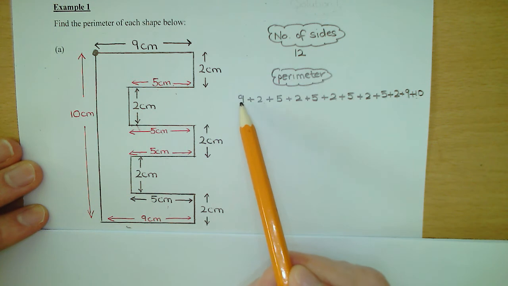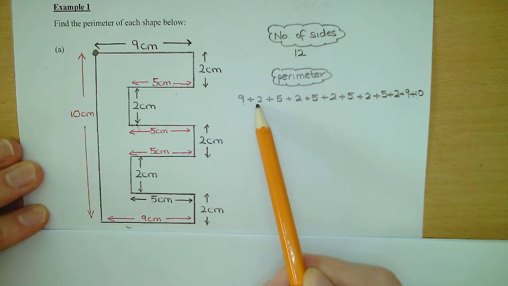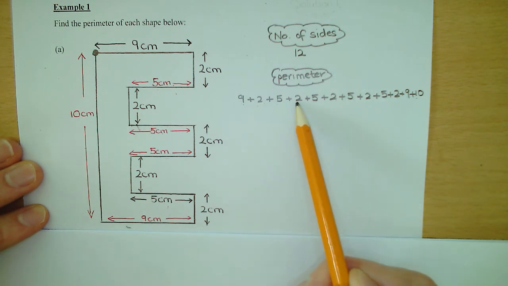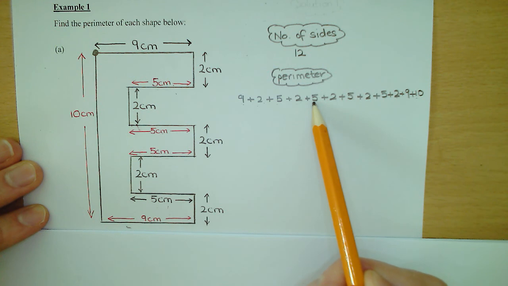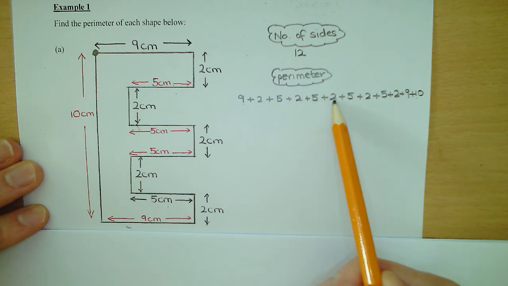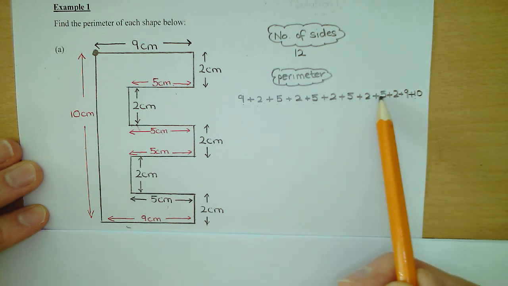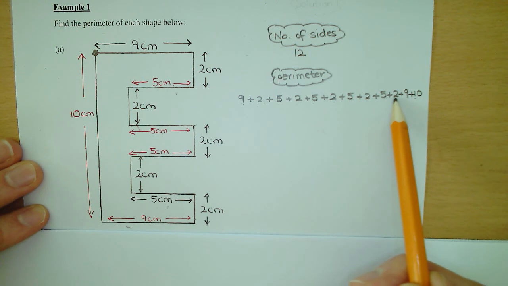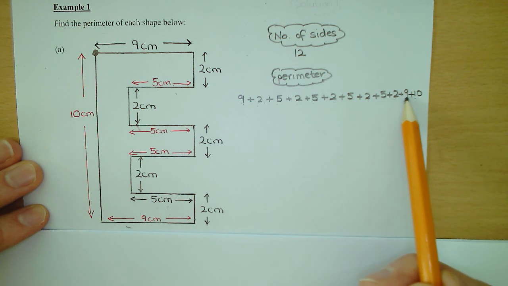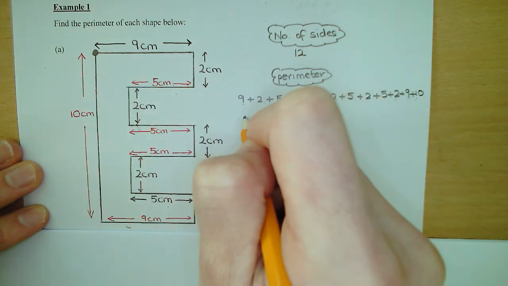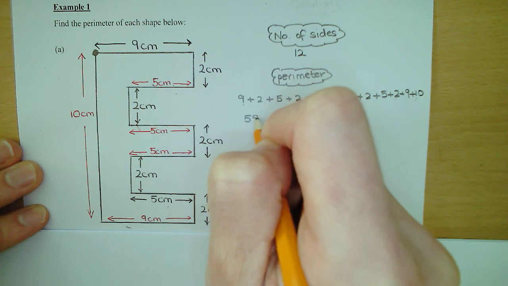So let's start with 9. So 9 plus 2, we've got 11, plus 5 is 16, 18, 23, 25, 30, 32, 37, 39, 48, plus 10 is going to give us 58. So the perimeter is 58.